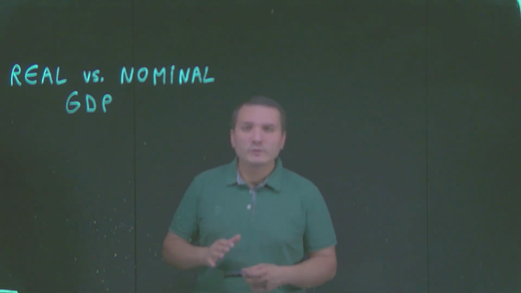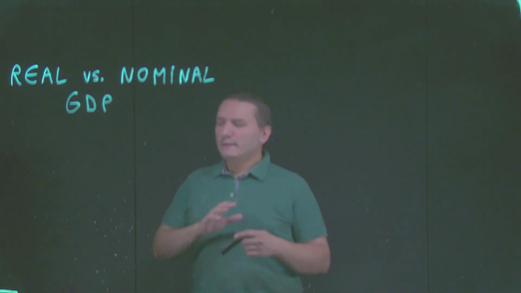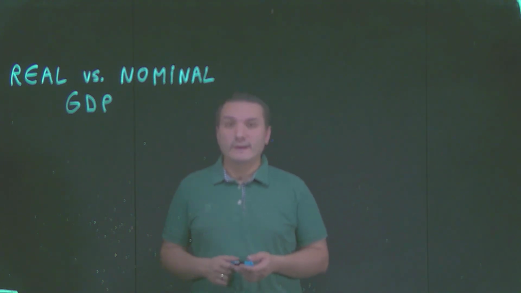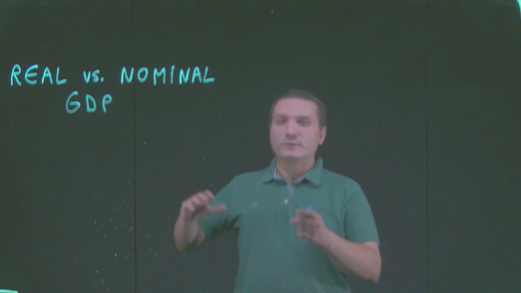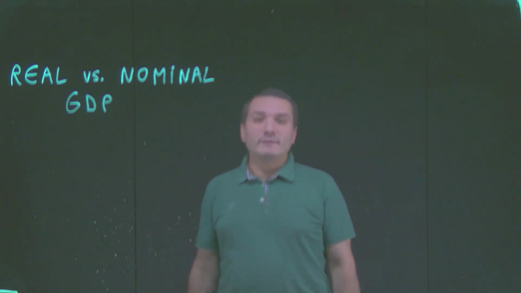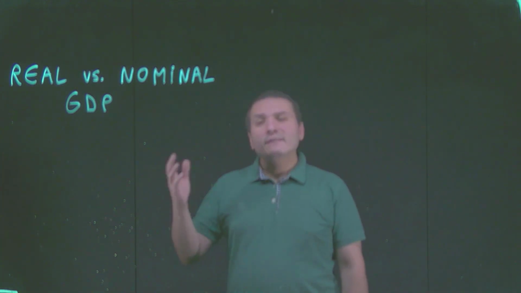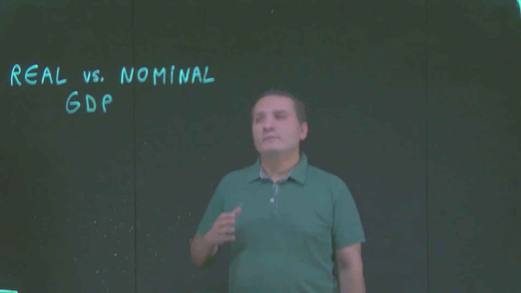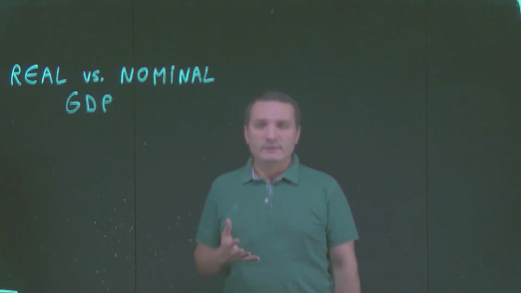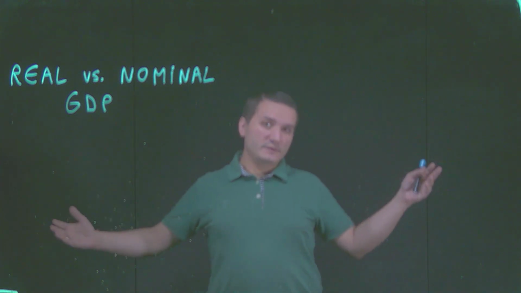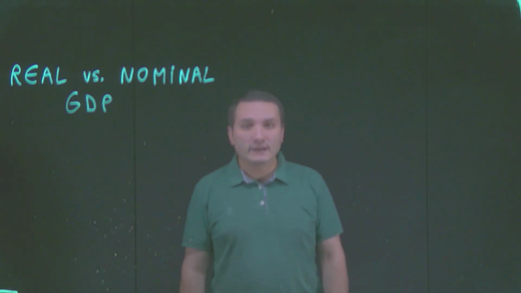Now, the distinction between real and nominal doesn't just happen with GDP. It happens with lots of different economic variables. In fact, you can draw a distinction between real and nominal almost every time there's something in economics that changes over time. And every time we draw this distinction, we have in mind the same concept. And that concept is the fact that inflation exists. Inflation happens. Prices get higher over time.